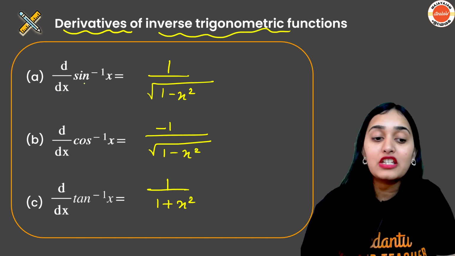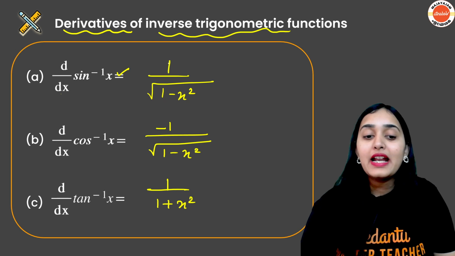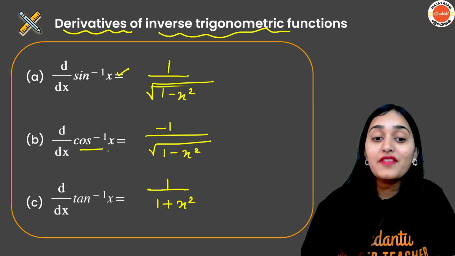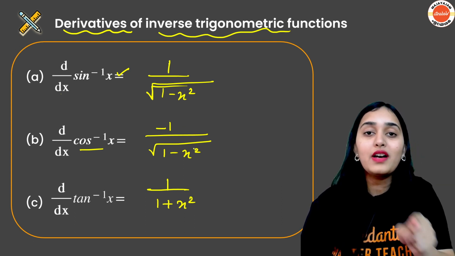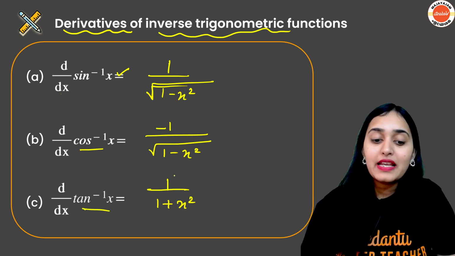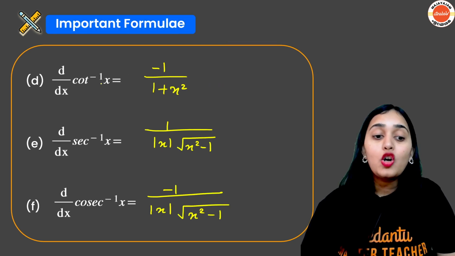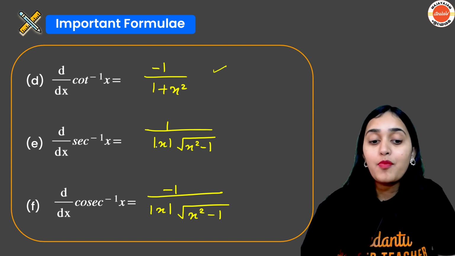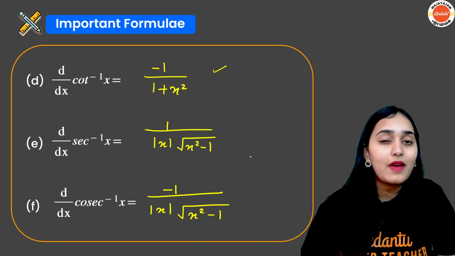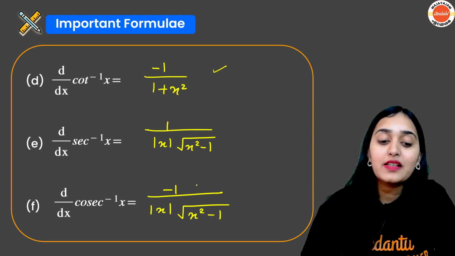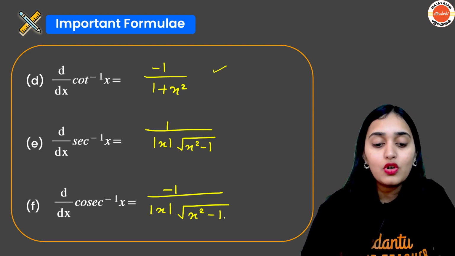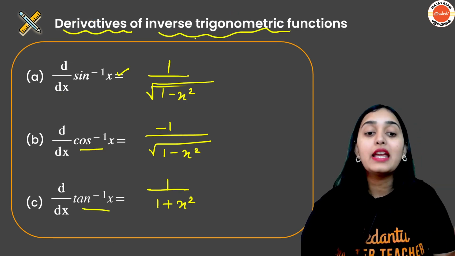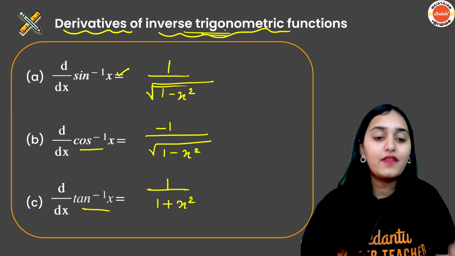What is the differentiation of sine inverse x? It is 1 upon root over 1 minus x square. Differentiation of cos inverse x is minus 1 upon root over 1 minus x square. Tan inverse x is 1 upon 1 plus x square. Cot inverse x is minus 1 upon 1 plus x square. Sec inverse x is 1 upon mod x into root over x square minus 1. And cosec inverse x is minus 1 upon mod x into root over x square minus 1. You should know all these formulas. They are used for inverse trigonometric function differentiation.